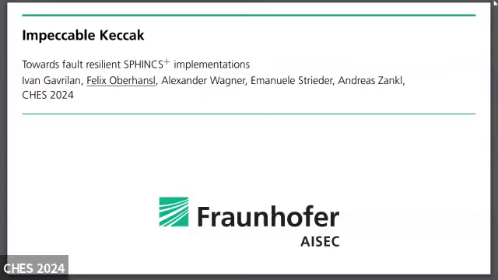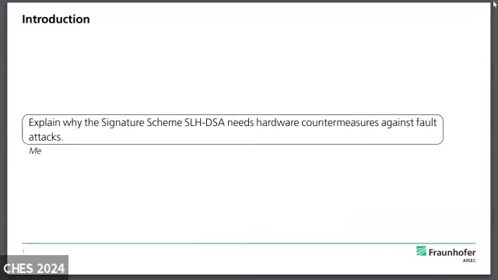Okay, so in comparison to the previous two talks, I didn't bring a new signature scheme, but I brought hopefully a useful way to implement an existing one. And that is our Impeccable Keccak, and it's meant for resilient SPHINCS+ implementations. And I'm giving this talk kind of on short notice, so I did what any good lazy person does nowadays.